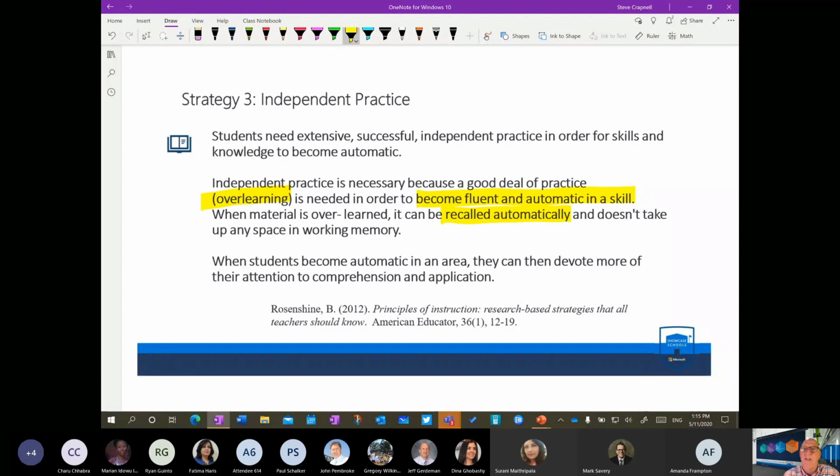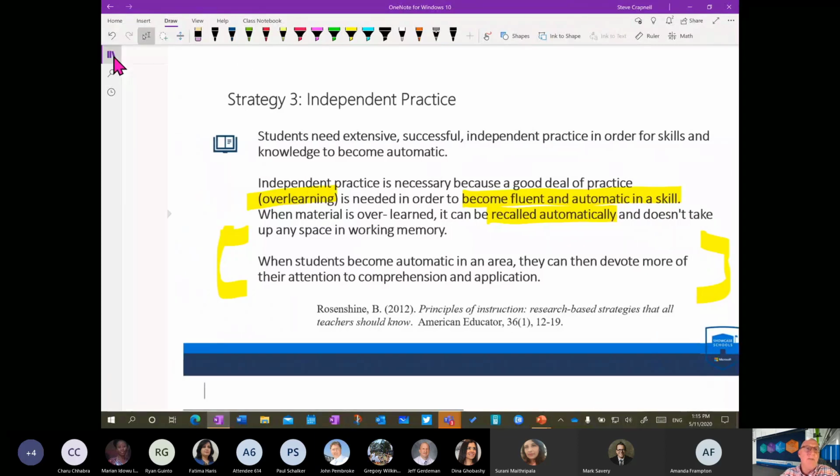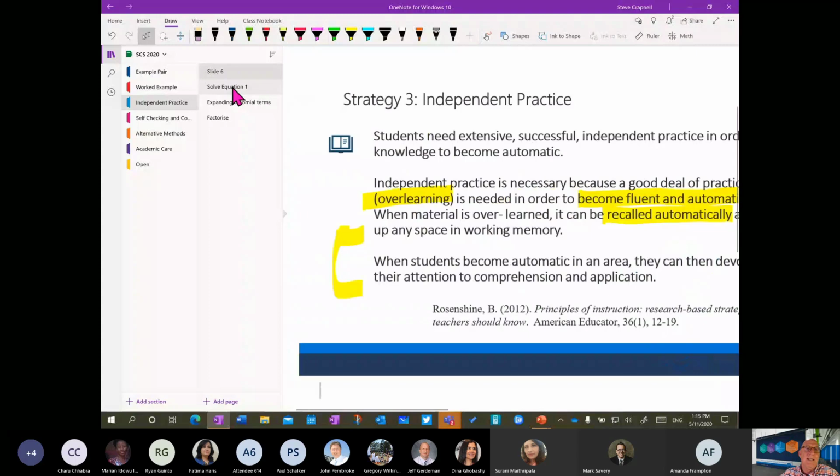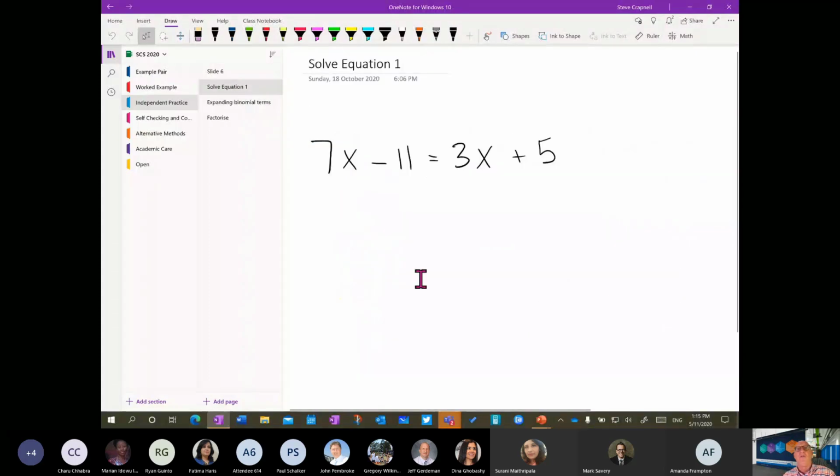Okay, and this is supported here, what I just said previously with the working memory. Okay, if that's automatic, if they're not burning those matches, recalling from their long-term memory, then they can spend greater time dealing with the problem at hand. Okay, metacognition is important at this stage for independent practice. Okay, students knowing what they know, knowing what they don't know, and how to close the gap.